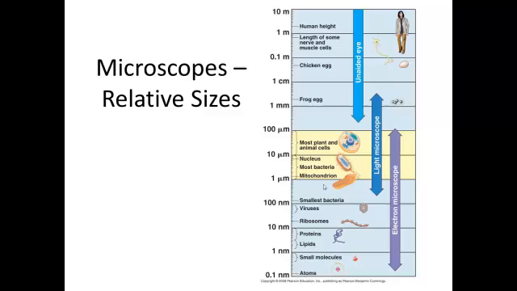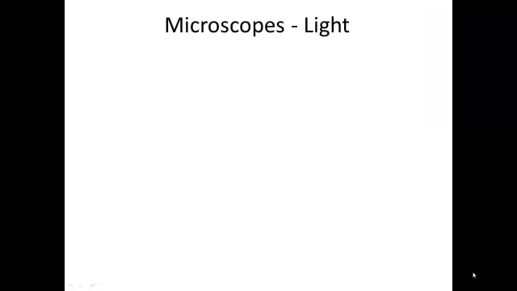From micrometer to nanometer, we need to use electron microscopes. They help us view smaller cell components such as ribosomes and large molecules such as enzymes, lipid bilayers, and polysaccharides. Electron microscopes can also help us visualize viruses. Let's talk about light microscopes.